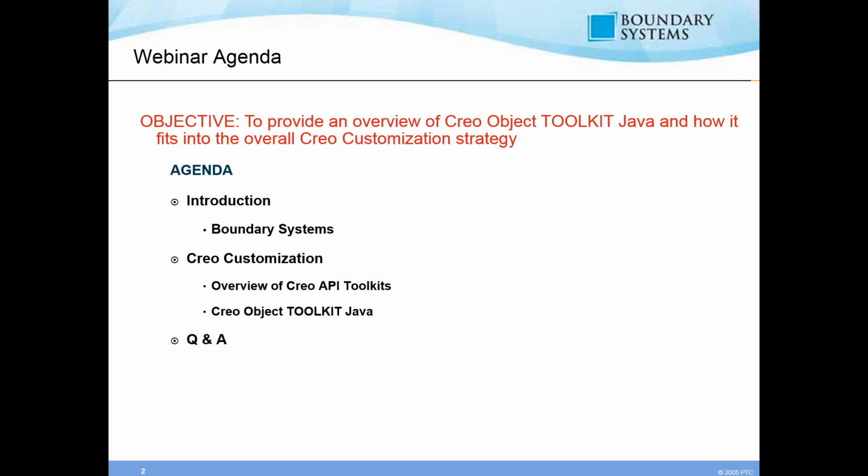We're going to start with a quick introduction to myself and Boundary Systems. Then we're going to get into the bulk of the webinar and focus on an overview of existing Creo API toolkits and the new Object Toolkit Java API, and again, how that fits in and why they've introduced some of these new APIs over the last few versions of the software. And then at the end, we will open it up for question and answer.